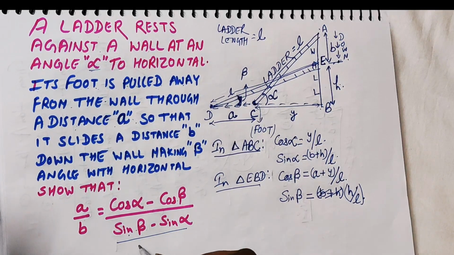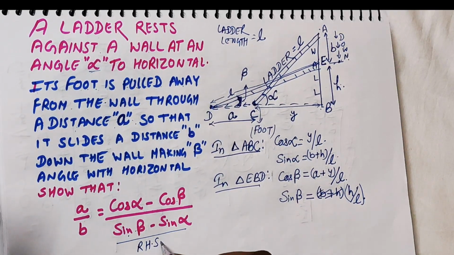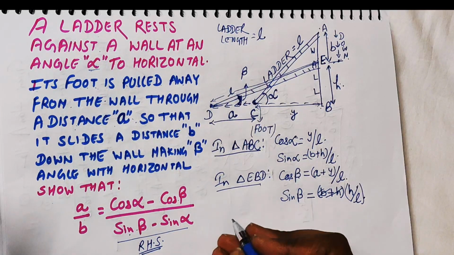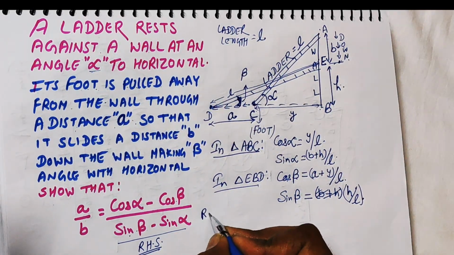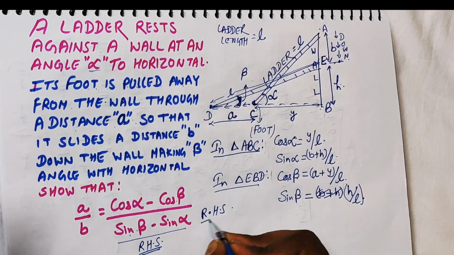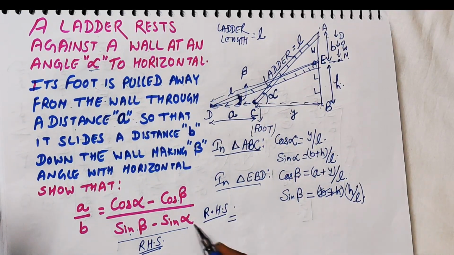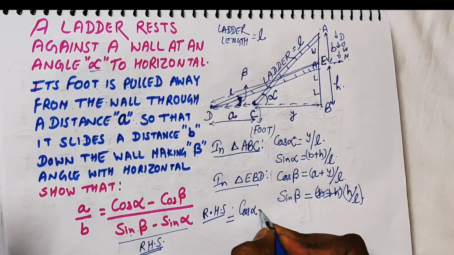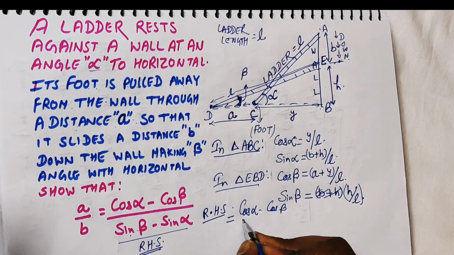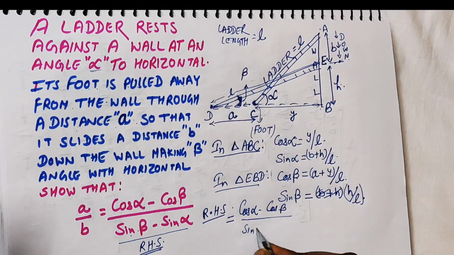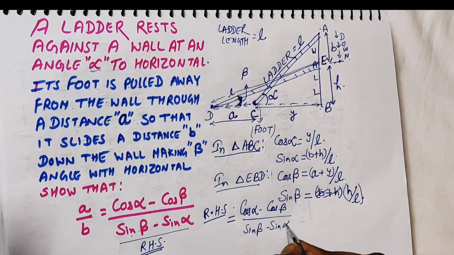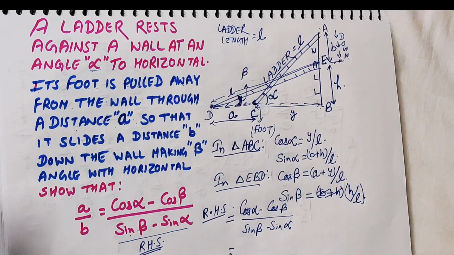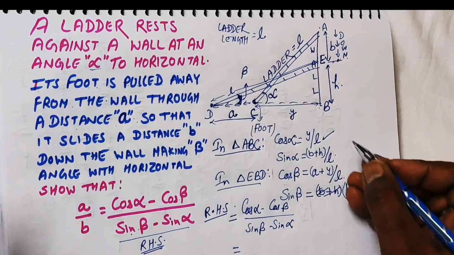So we just put all these values of cos alpha, sin alpha, cos beta, sin beta into the RHS. So we are not taking the LHS to the RHS, but here we are taking the RHS and we will go to the LHS to prove it. So in the RHS, it's written cos alpha minus cos beta by sin beta minus sin alpha. This is the data given in the question, which we need to prove. This should be equal to the LHS, which is our A by B.